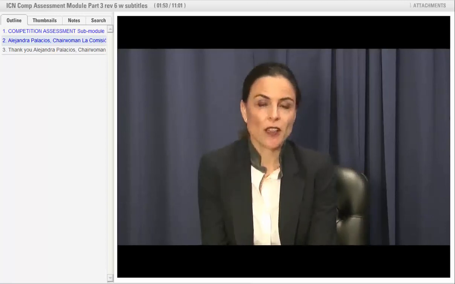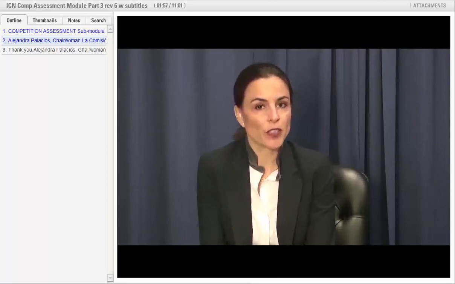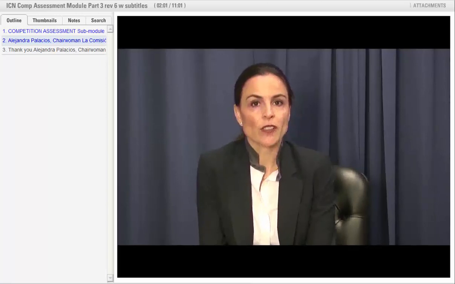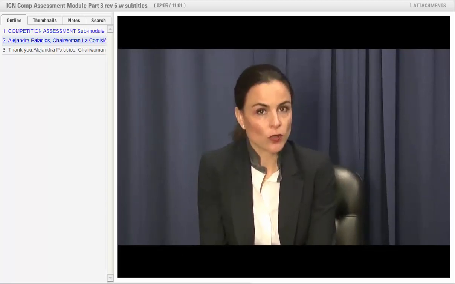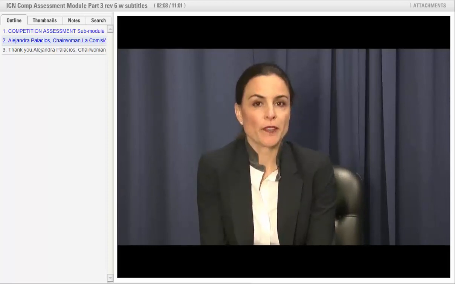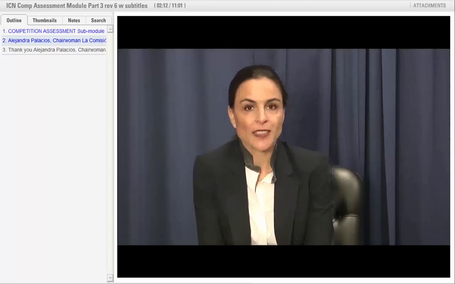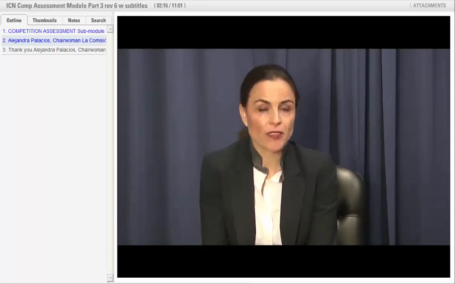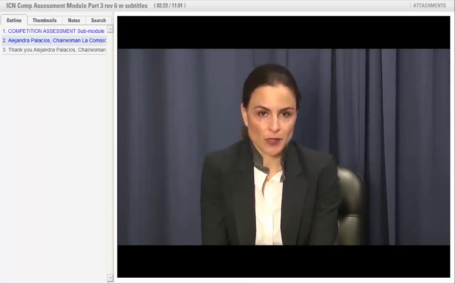In general, there are four main elements involved in a regulatory competition assessment exercise. Number one, considering the goals of the regulation under review. Number two, assessing the competitive restraints. Number three, where possible, identifying potential less restrictive alternatives that may achieve the intended policy objectives. And number four, delivering the competition assessment.